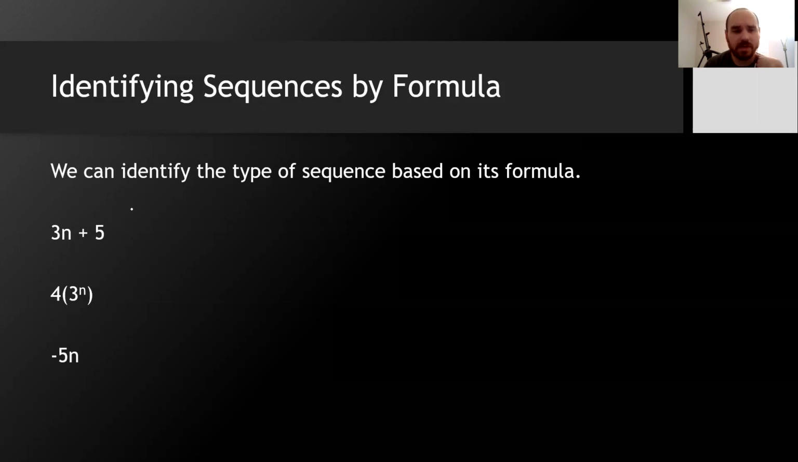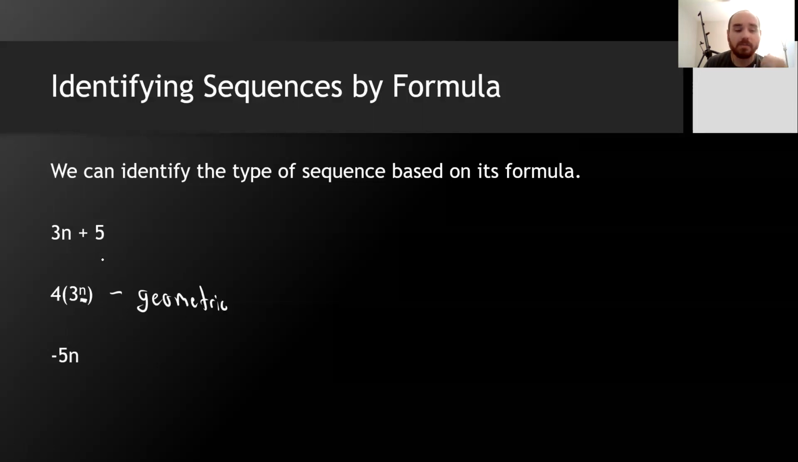Below, this says here, we can identify the type of sequence based on its formula. So basically, when you see this exponent right here, you know that it's going to be geometric. So basically, we have 4 times 3 to the n. What this tells us is that we start with 4 and we're going to multiply it by 3 each time. So 4 times 3 to the n is geometric. Whenever you see an exponent with an n in it, you know it's going to be geometric, just straight up.